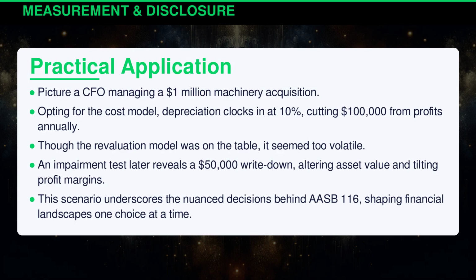Picture a CFO managing a $1 million machinery acquisition. Opting for the cost model, depreciation clocks in at 10%, cutting $100,000 from profits annually. Though the revaluation model was on the table, it seemed too volatile. An impairment test later reveals a $50,000 write-down, altering asset value and tilting profit margins. This scenario underscores the nuanced decisions behind AASB 116, shaping financial landscapes one choice at a time.